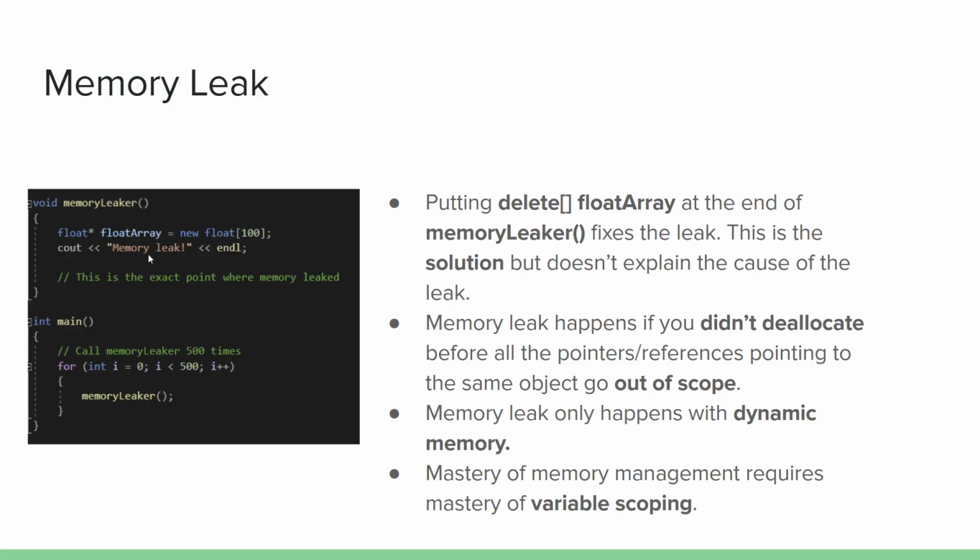Now, sure, you could have maybe a global variable, right? It really depends. Maybe you have a global variable. Sure, you could still have access to the variable. It is not out of scope anymore. But if it's here, we must delete within the function. So memory leak happens with dynamic memory. Mastery of memory management requires a mastery of variable scoping, meaning you must know when and where to delete it.